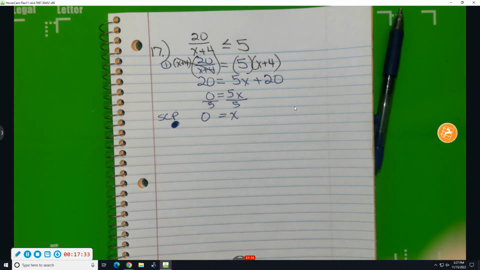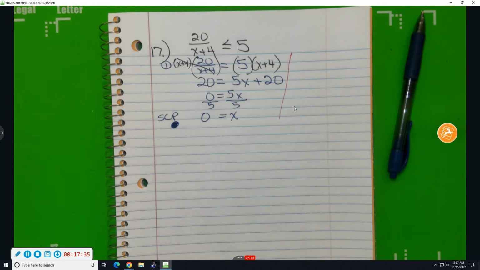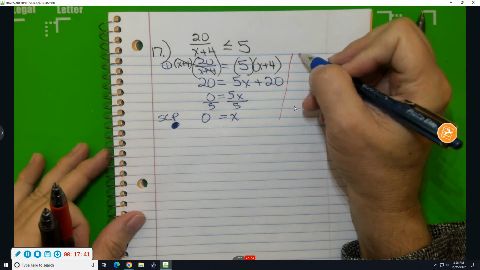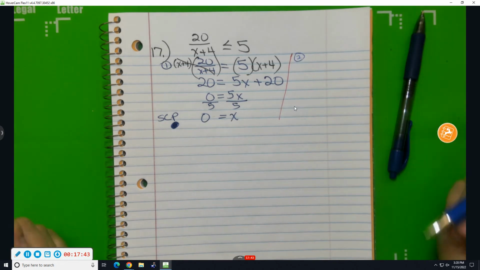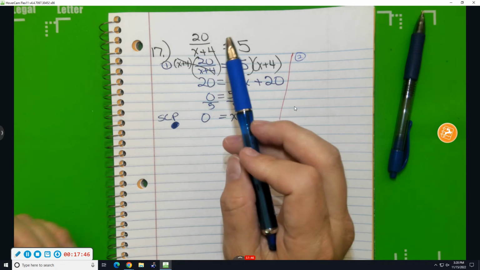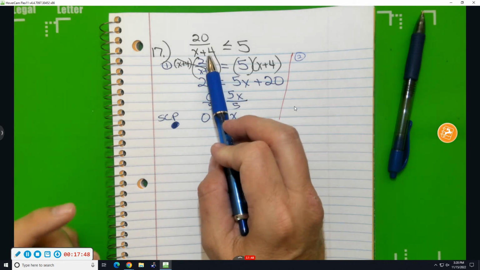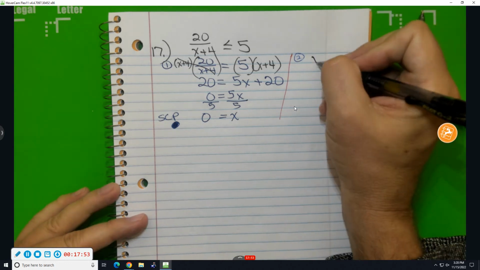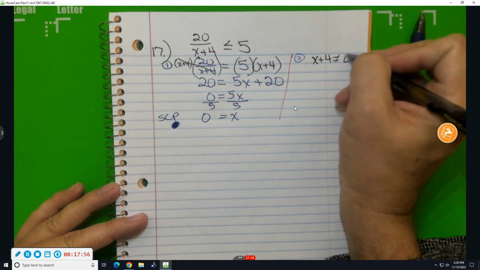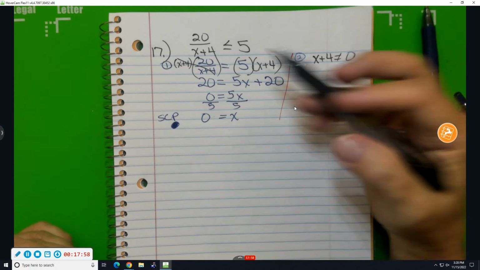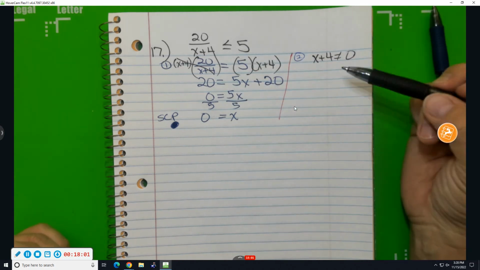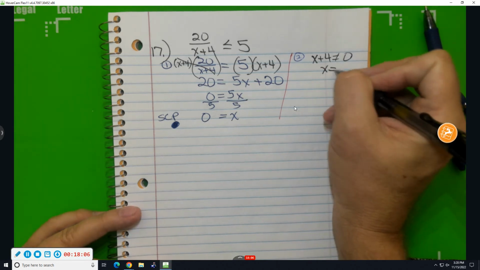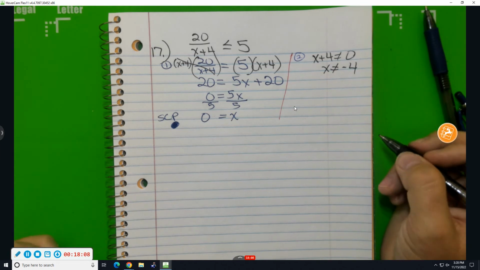The second step, the denominator cut points. This is the first time we've had a denominator cut point on this review. It's the first inequality with a fraction. You don't want the denominator to be 0. X plus 4 cannot equal 0. You don't want a denominator of 0 because 20 divided by 0 is undefined. So x plus 4 can't equal 0. That means x cannot equal -4.